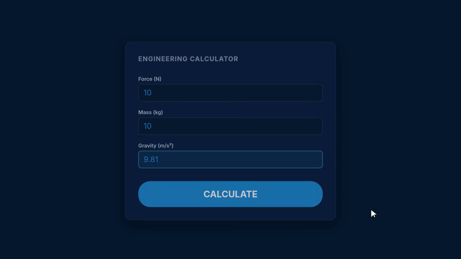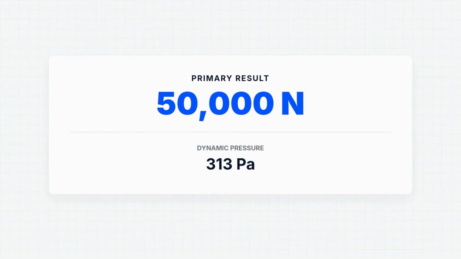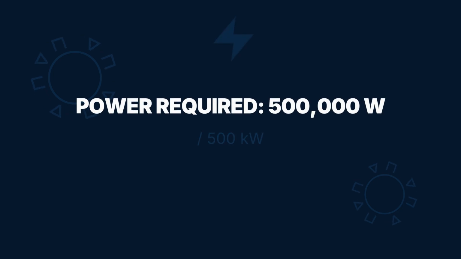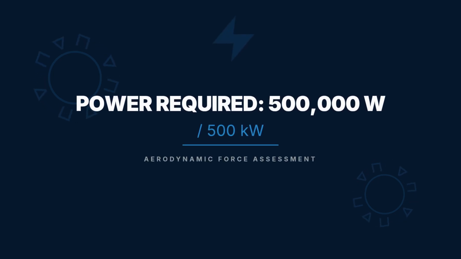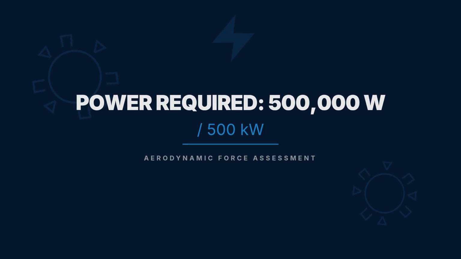After clicking calculate, the primary result shows 50,000 newtons. The dynamic pressure calculates to 500 pascals, and the power required is 500,000 watts, which equals 500 kilowatts. These results help engineers assess the aerodynamic forces and power requirements for their designs.